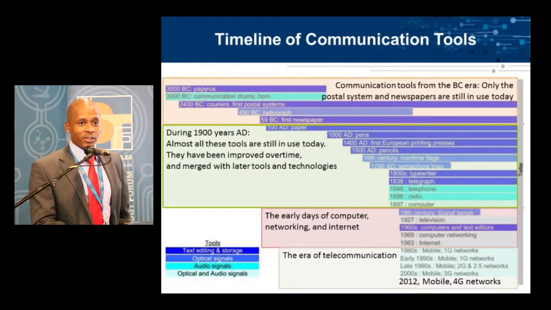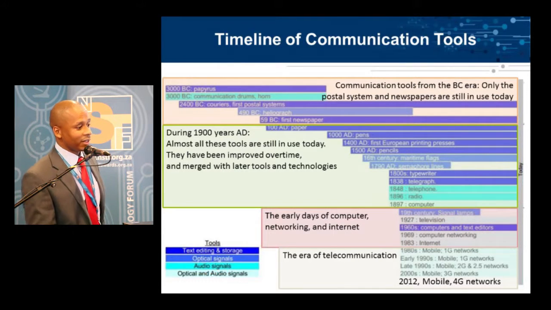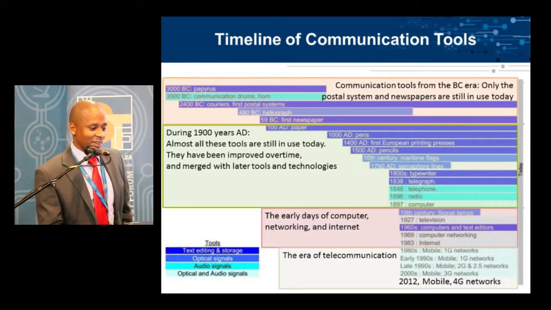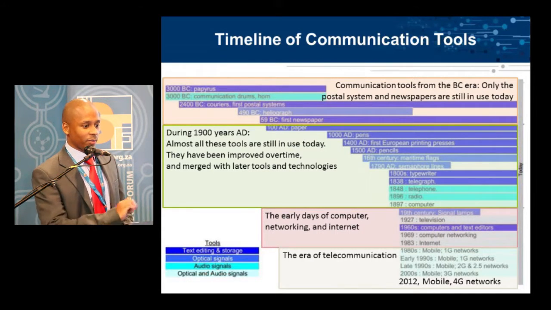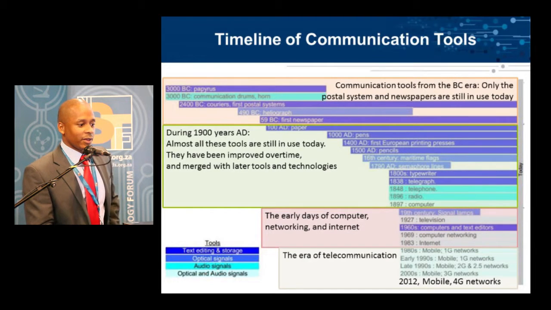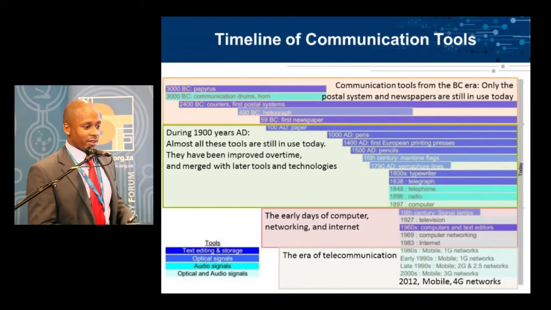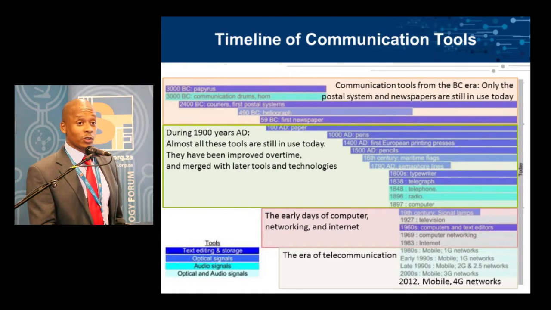The timeline of communication tools starts at 300 BC up until now. Of the early BC years, only the postal system and newspapers are still in use today. If you look at the 1900s AD, almost all the tools are still in use today. They have been improved over time and merged with later tools and technologies.